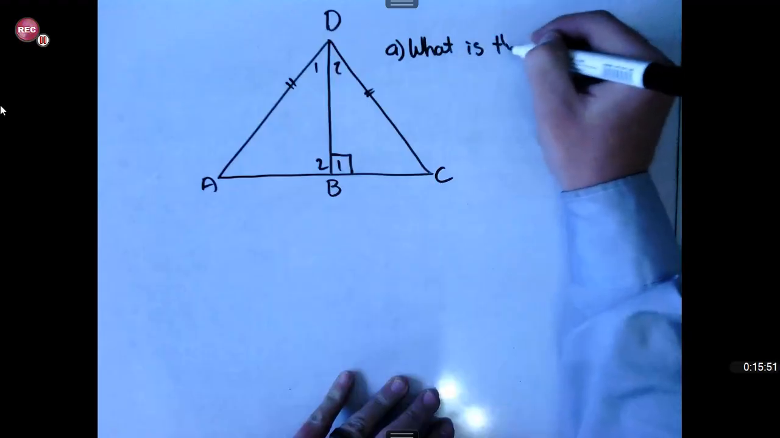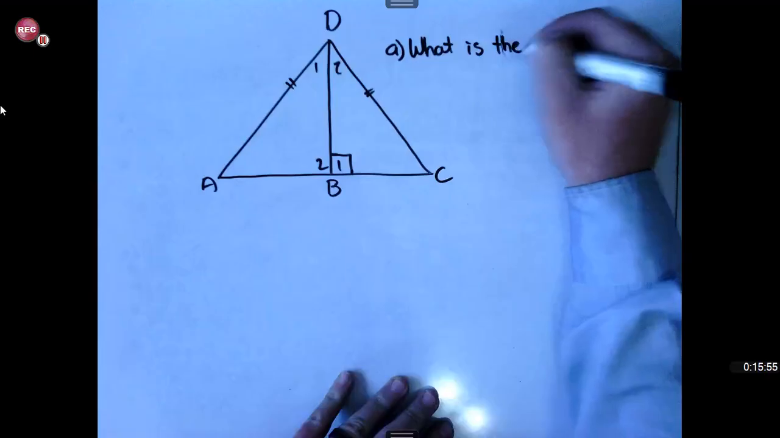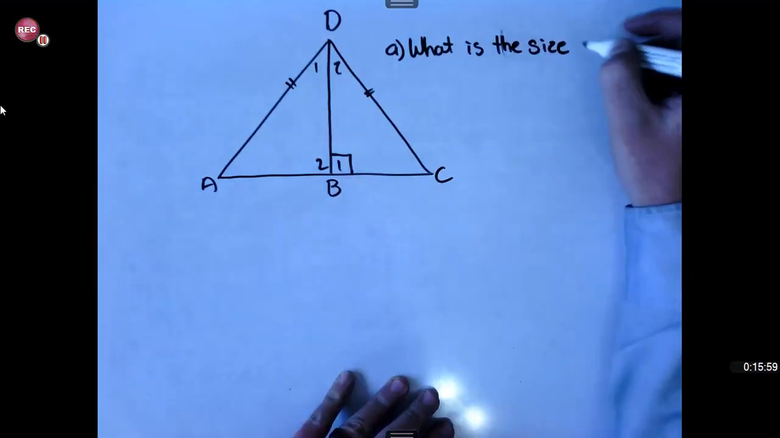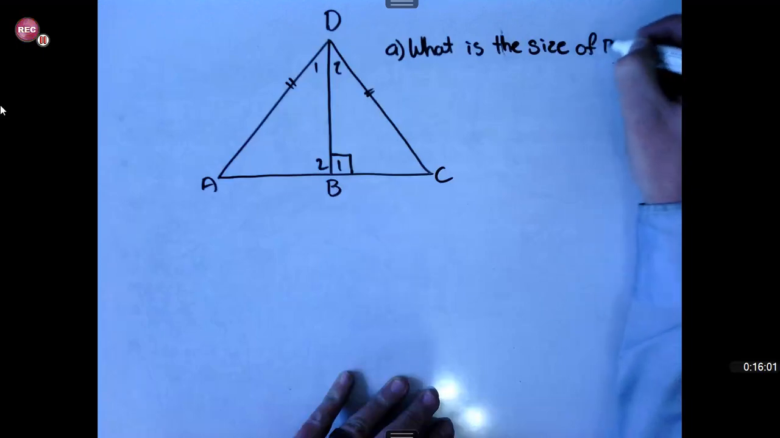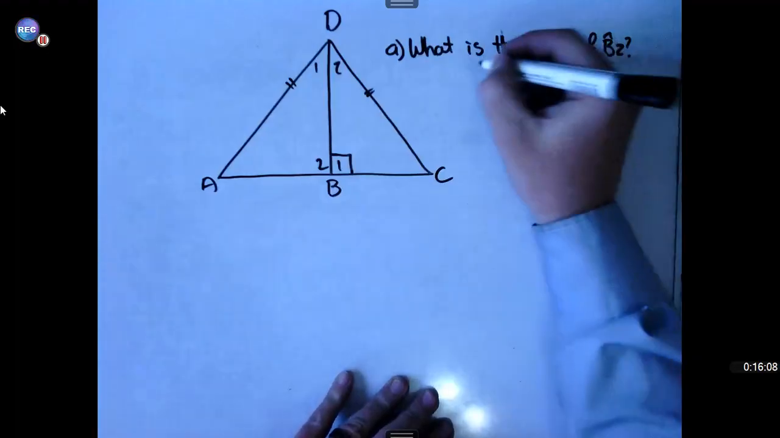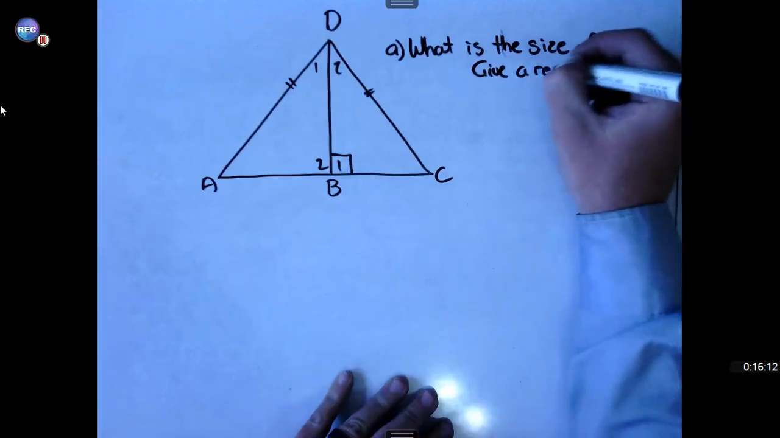The first one states, what is the size of angle B2? What is the size of angle B2? And then I'm going to ask you to give me a reason. Give a reason.